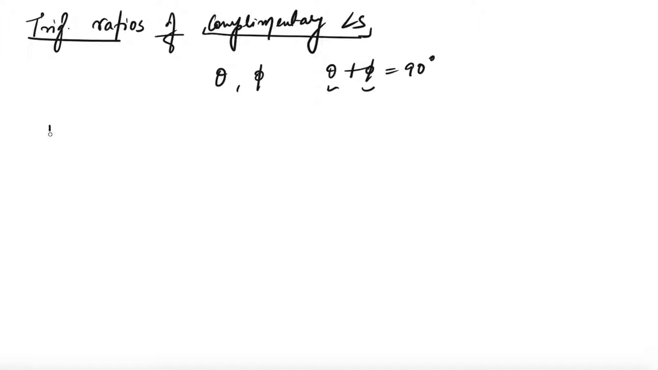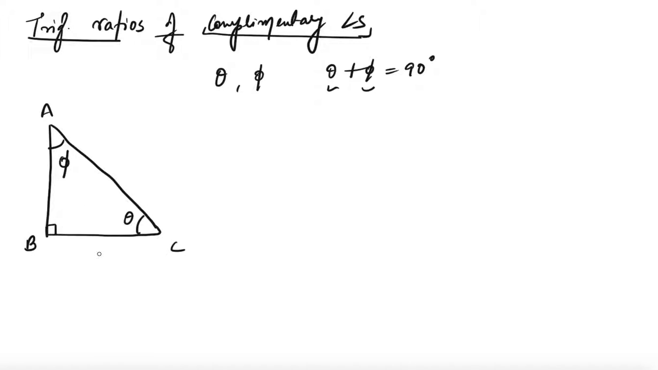Let us take a simple case of a right angle triangle ABC. This is A, this is B, this is C, right angle at B. Say this angle is theta and this angle is phi. Say this side is x, this side is y, and this side is z.